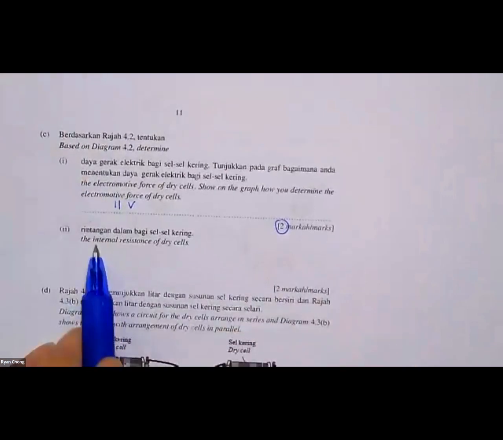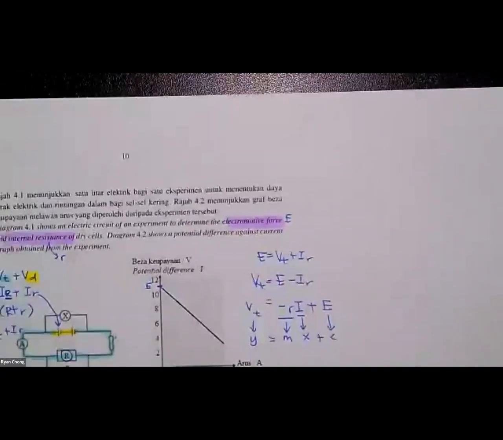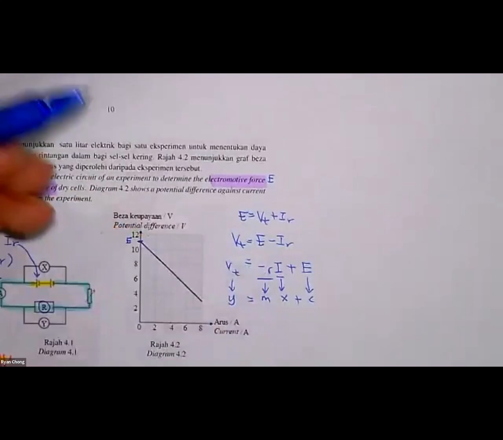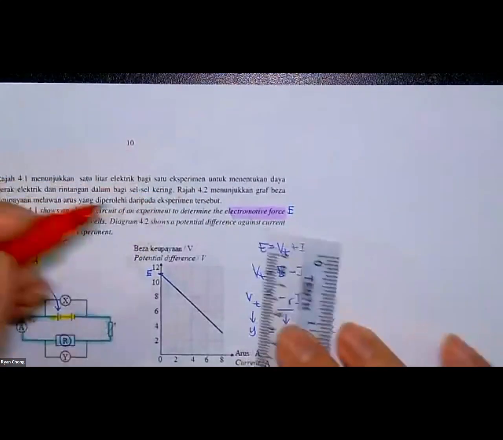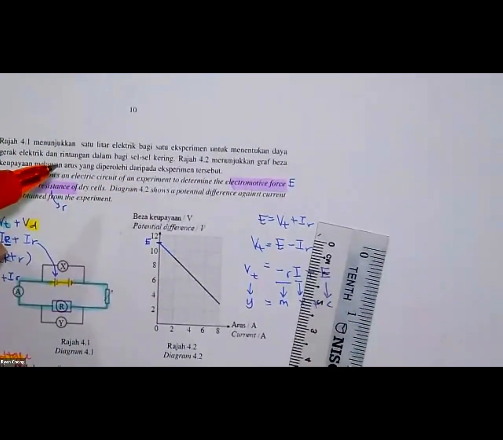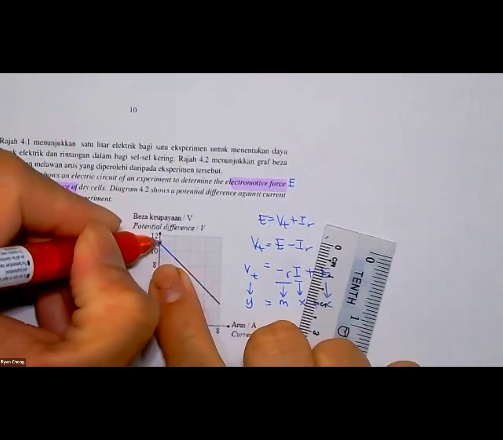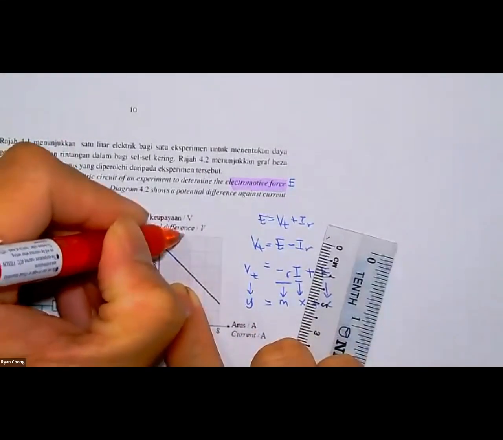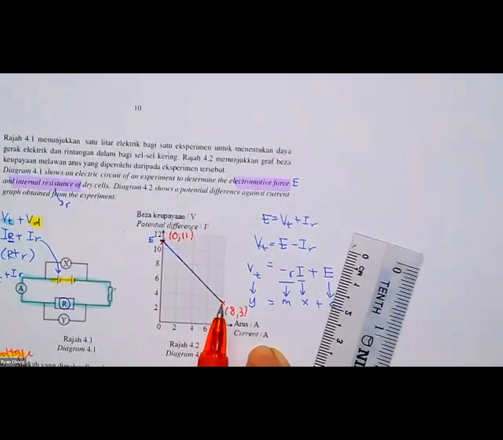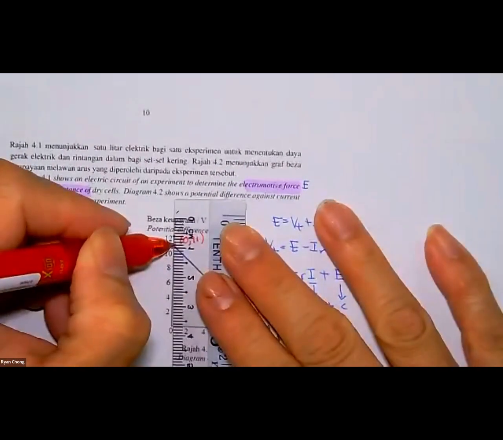Okay, how do you get the internal resistance? Because just now I already told you the gradient is your internal resistance. So what you have to do is get your gradient first. How do you get the best gradient? I tell you first, don't go and pick those very difficult points. You just find this one. This is the first point, 0, 11. The second point, 8, 3. So this is the gradient.